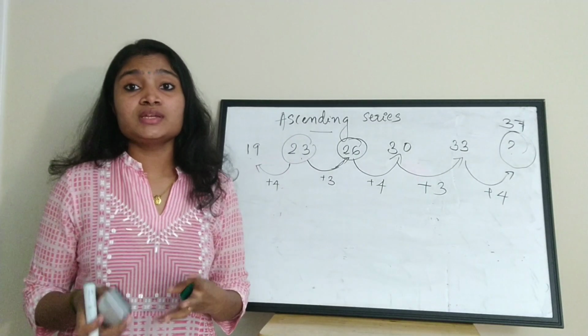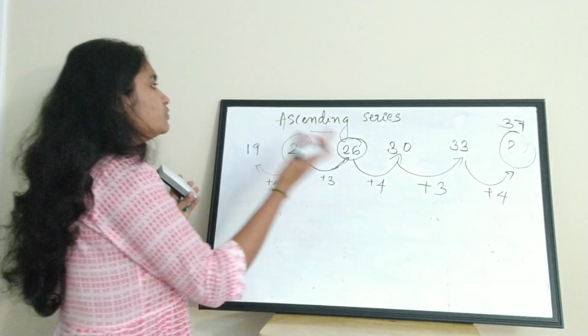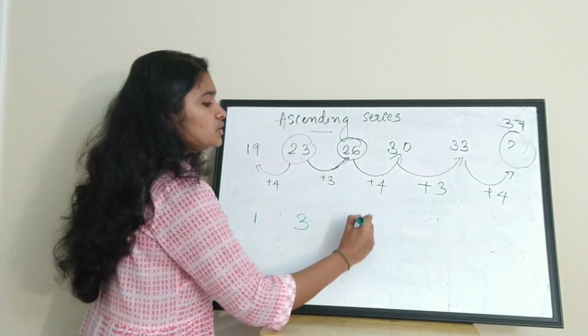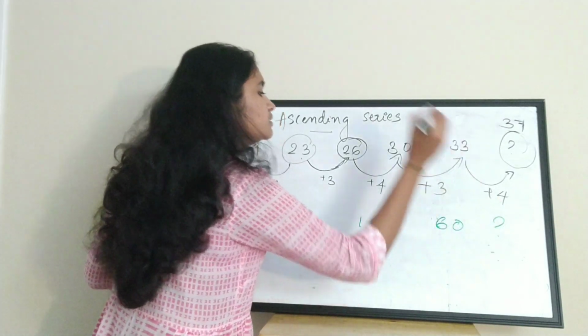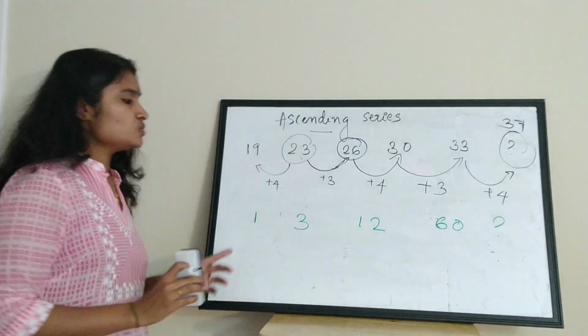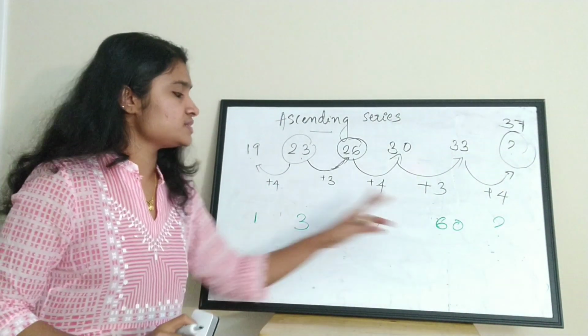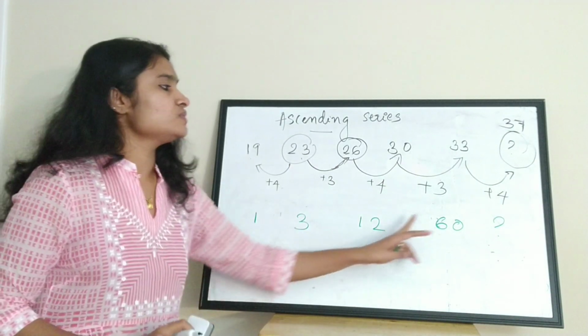Okay. Now let's see another number series which is also in the ascending format: 1, 3, 12, 60, and what is the next number? It is a question. If you look at the numbers, it is very clear that this is also an ascending series. It is also in increasing order, right? So 1, 3, 12, 60.